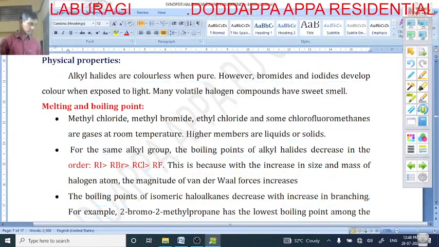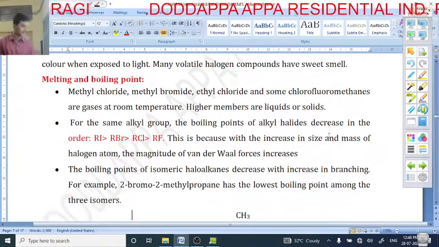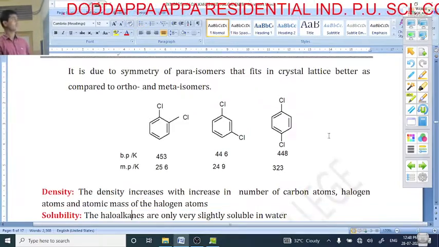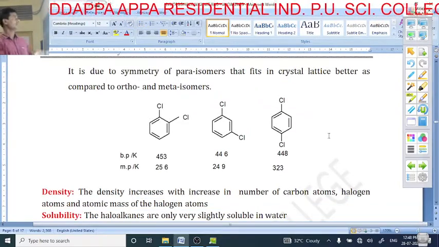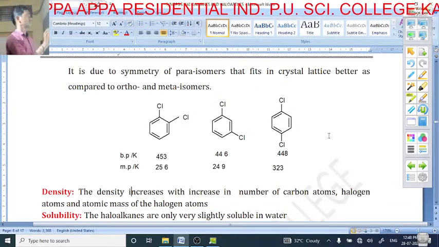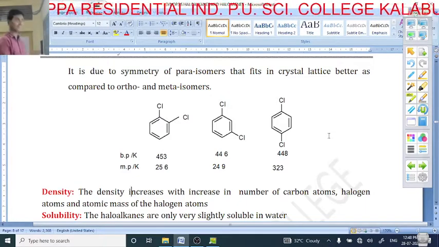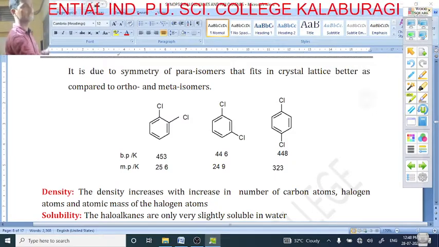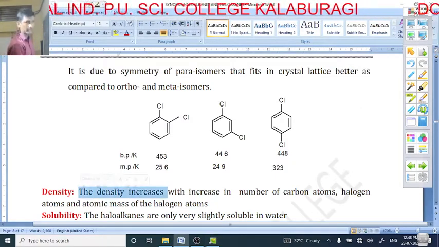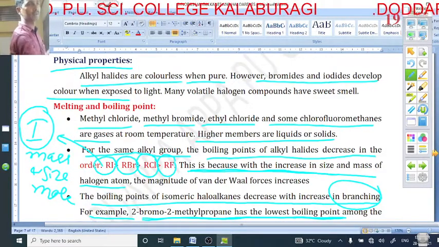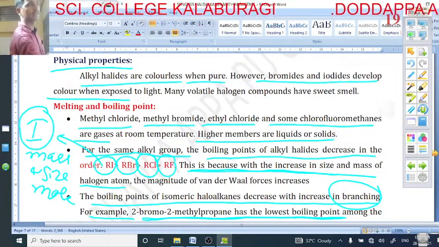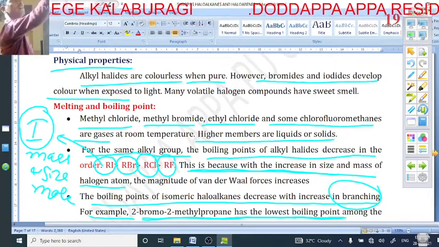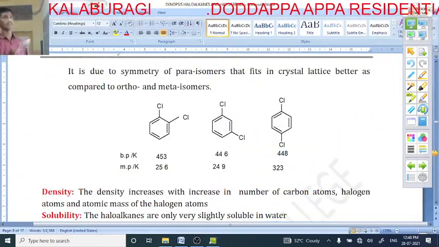Next, my dear students. The next is the density. What is this density? The density increases. The next slide. Next is the density.